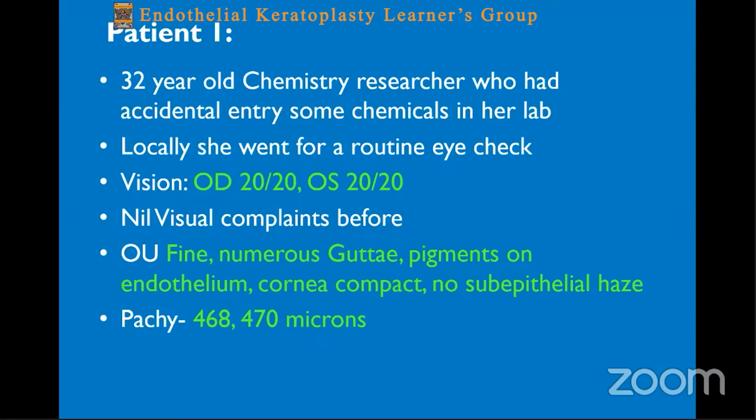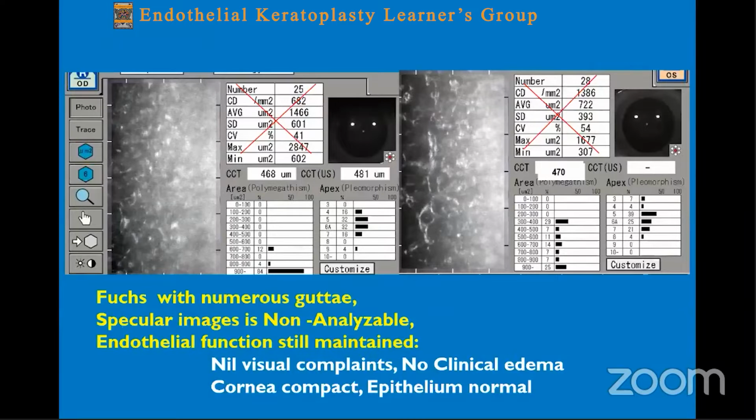Before this episode, there were nil visual complaints, and the patient had numerous guttae with pigments on the endothelium, and the cornea was compact. There was no subepithelial haze. The pachymetry in the central cornea was 468 microns in the right eye and 470 microns in the left eye. Now, this is the specular imaging of this patient of the right and left eye.